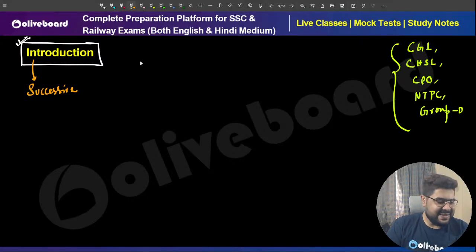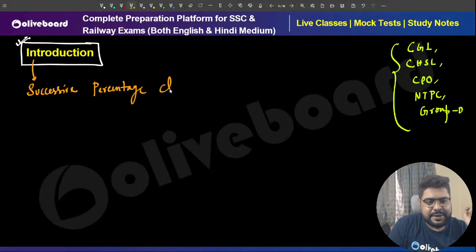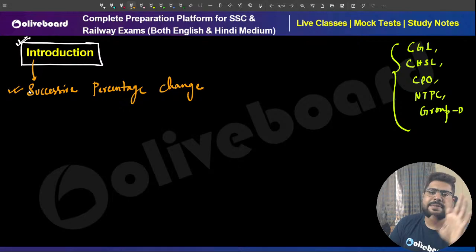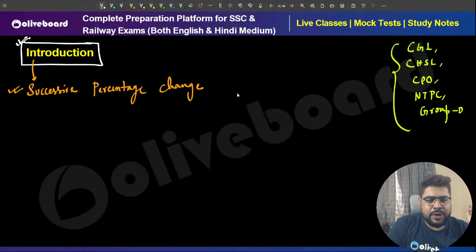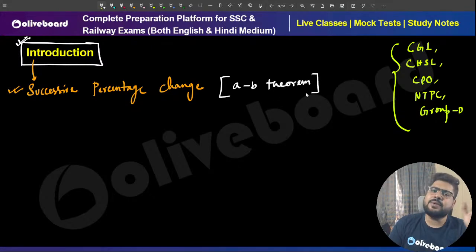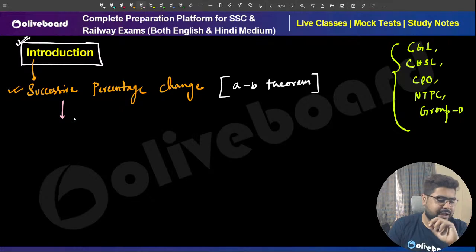Now what we need to do is understand the successive percentage change formula, the percentage change concept, because there will be certain questions which can be solved using this. I taught you this in the paid class, that is called the AB theorem. What is the AB theorem saying? Let us do a little bit of prerequisite. This is very important before we move into the questions.